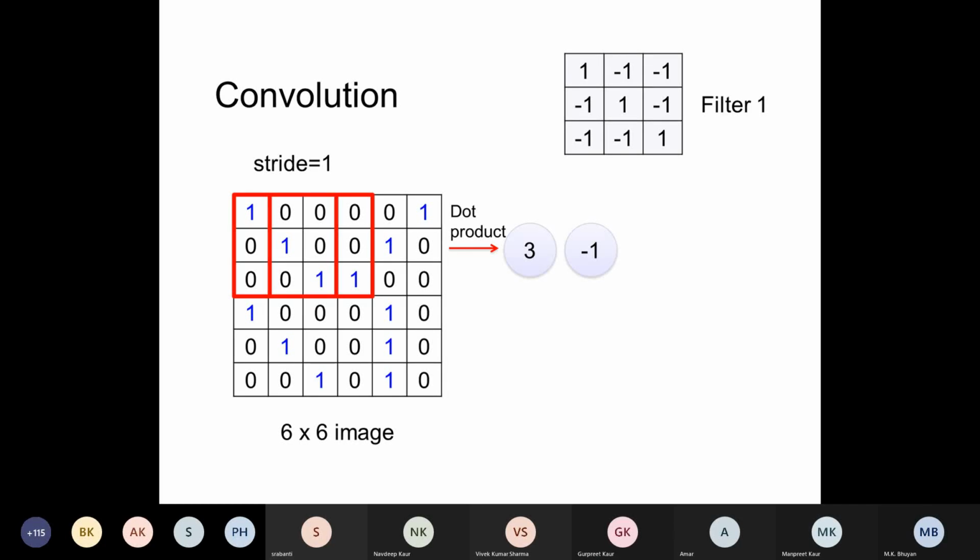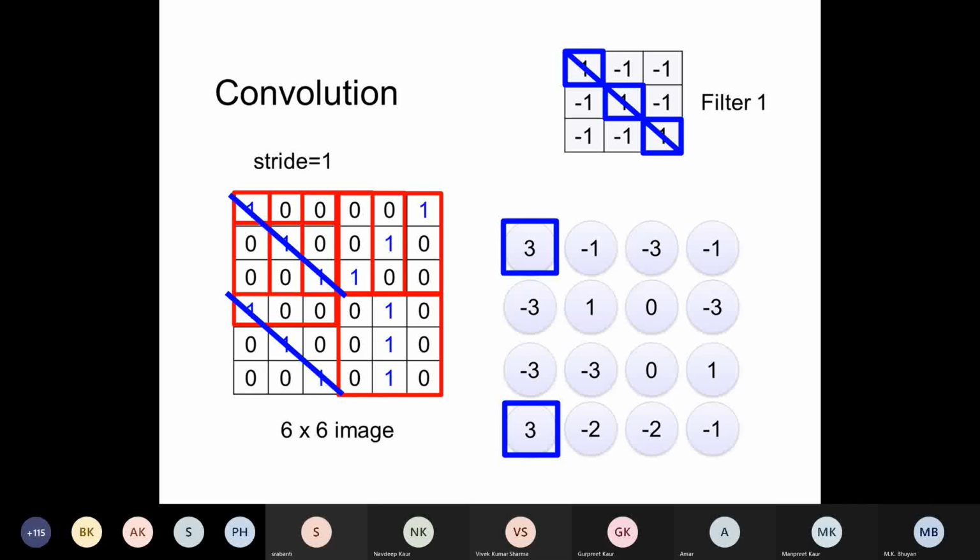Stride is equal to 1. Stride means the mask is moved to the next pixel, that is, the mask is moved by 1 pixel to the right. That is called the stride. If the stride is equal to 2, it means the mask is moved by 2 pixels. So by considering the stride, we can reduce the size of the feature map. Stride 1, stride 2, like this we can consider. Stride 1 means the mask is moved by only 1 pixel. Stride 2 means the mask is moved by 2 pixels.